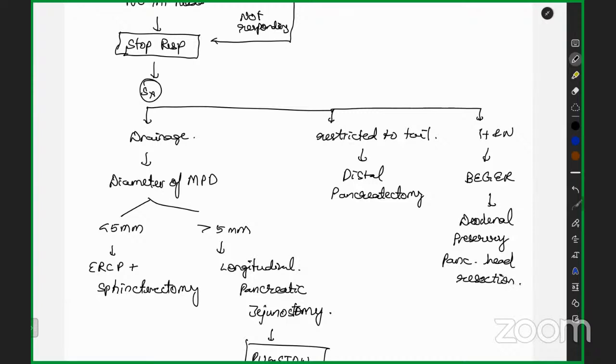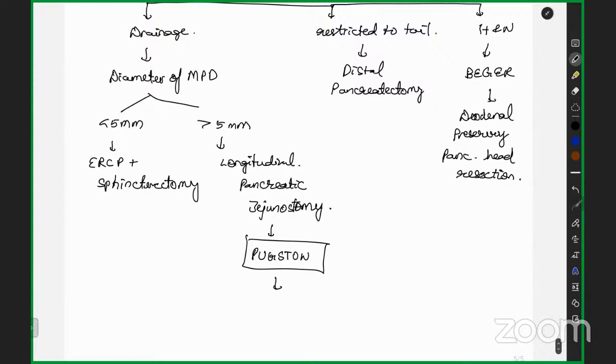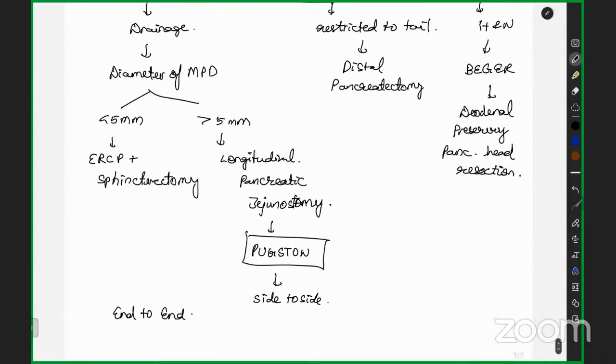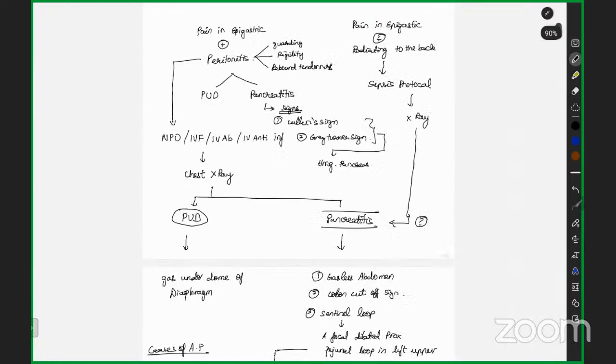Okay, so this is how you're going to treat a patient with pancreatitis. Is it clear, guys? This is how you're going to treat the patient with pancreatitis. So Puestow's procedure, whether it is end to side or side to side. Yes, this is going to be a side to side anastomosis. If it is going to be an end to end anastomosis, then it is going to be Duval's procedure. Okay, so now you know what Puestow's procedure is and what Duval's procedure is. So this is all about your pancreatitis, guys.